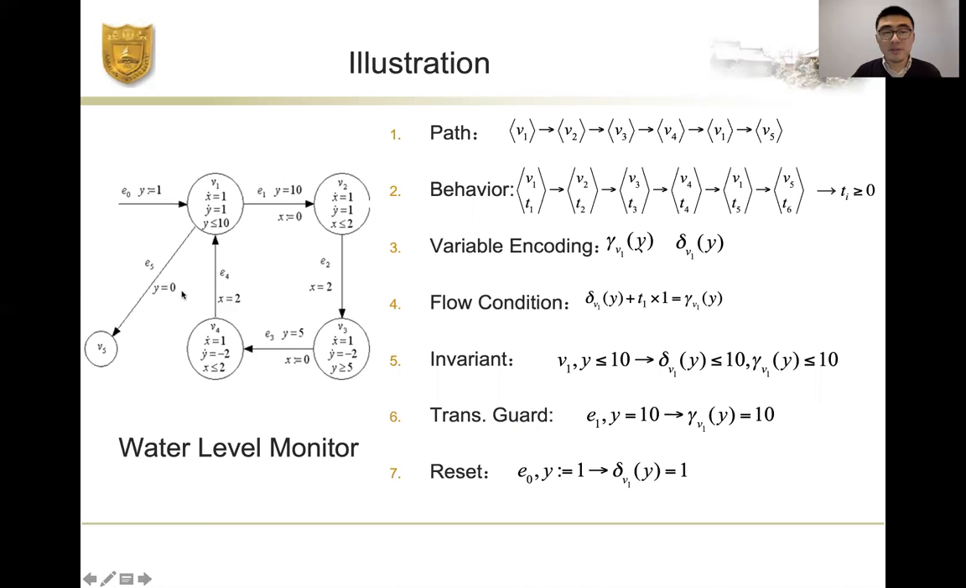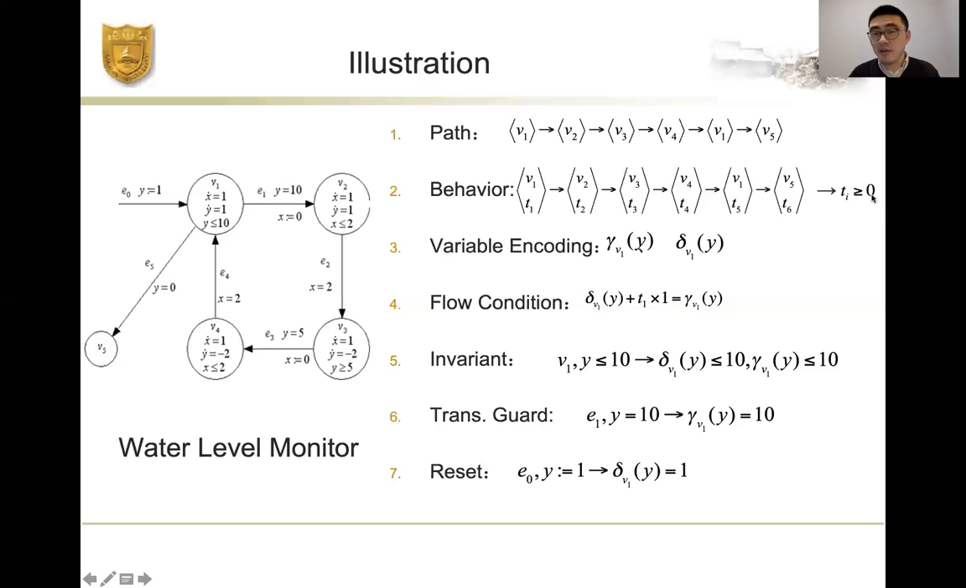And the question here is whether it is possible for y to reach 0, which means the tank is sunk. Okay, so the target here is V5. We want to check whether V5 is reachable or not. So we have one path, V1, 2, 3, 4, 1, 5, which means we go through this loop and go to V5 finally. Then we build the behavior. We introduce a set of variables Ti, T1 to T6, and we also have the constraints.